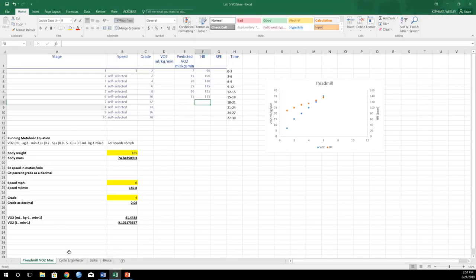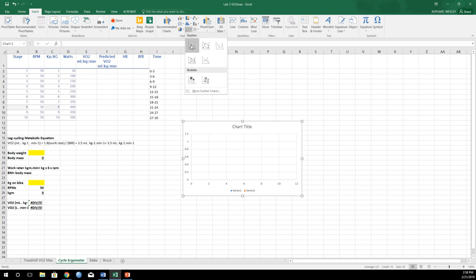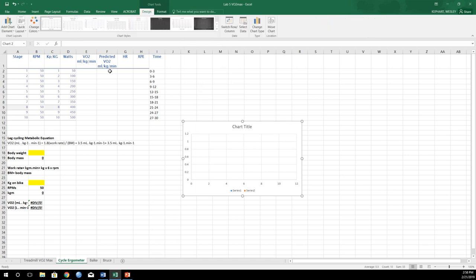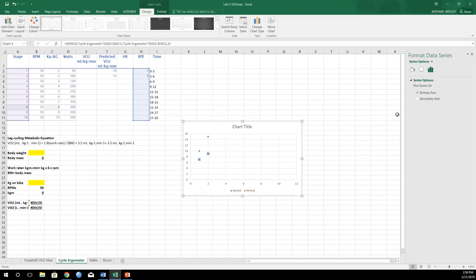There we go. Okay, so here, cycle ergometer. So again, highlight the stage. And then highlight that and highlight that. So let's insert. Okay, so let's say 10, 15. Here, let's say they're at 7, 9, so on. And then click on that again. Let's make that a secondary y-axis. All right, looking kind of good, huh?